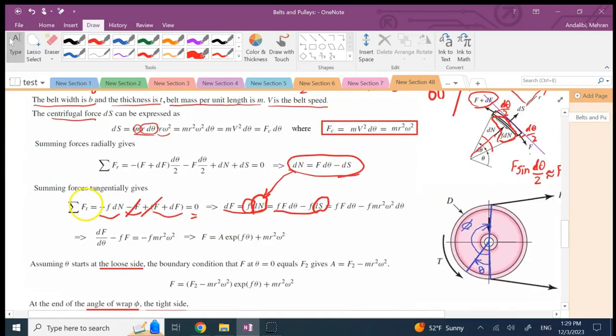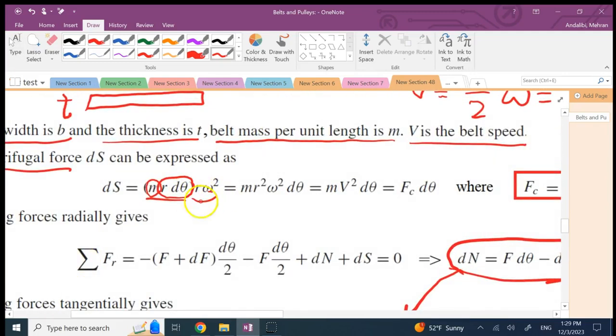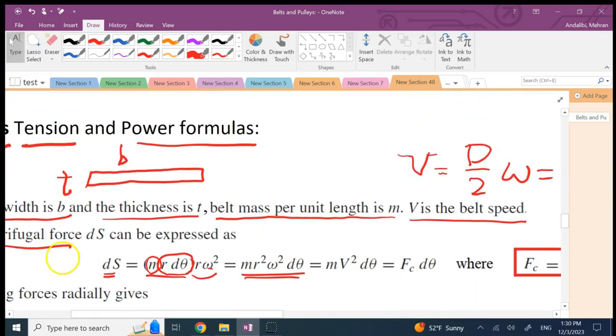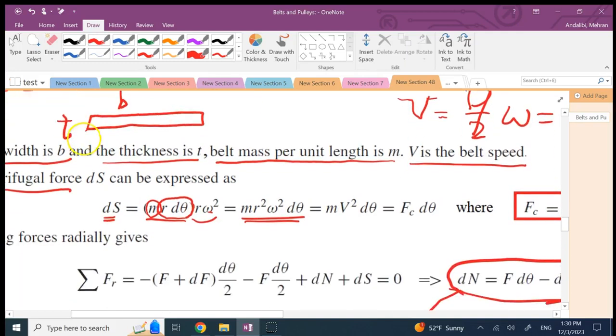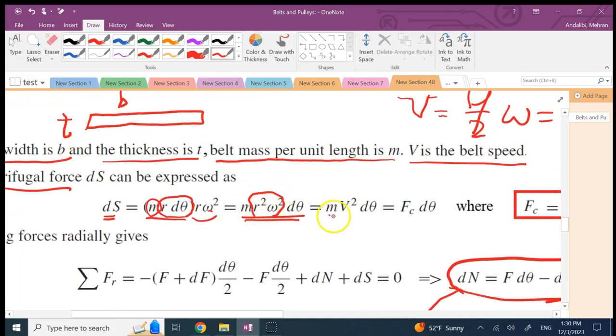So if you multiply by m, that's the total mass, multiplied by r omega, that's the centrifugal term. If you expand it, it's going to be like this. And remember that r omega is what? Remember, this d over 2 is r. r omega is v. So if you want, you can replace this r omega by v and get it to be this. And here we define this Fc term.